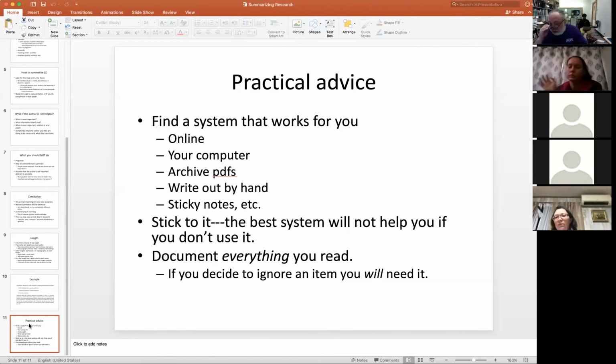The most important one is find a system that works for you. I can't tell you what the system is because it really is a personal decision. Some people do it online. They use Google Drive or that kind of thing. There's software that does this for you. Some people organize it as an archive of PDF files on their computer.